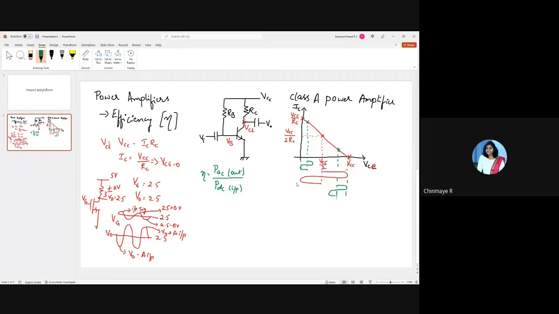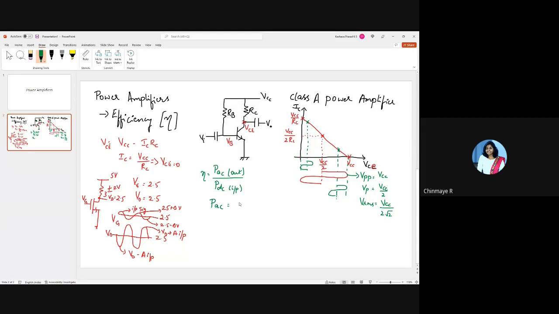Okay. So here you can see that the swing is maximum. So what's the peak to peak voltage of this? So V peak to peak here is nothing but VCC, right? Which means V peak is nothing but VCC by 2. And therefore what's VRMS? VCC by 2 root 2. Correct?